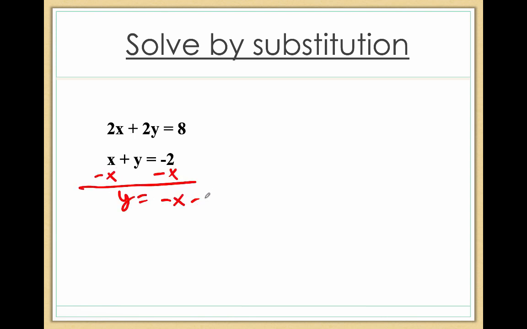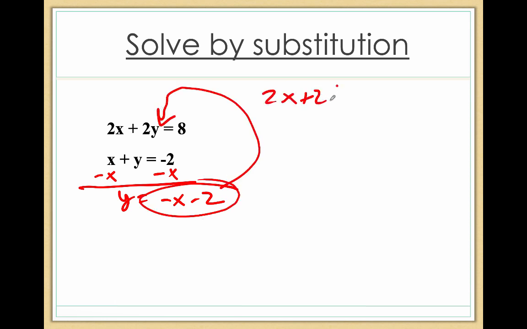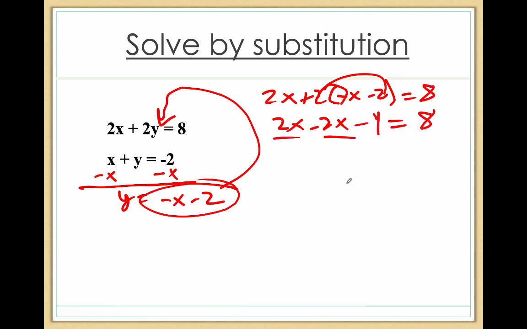Y is negative x minus 2. That's going to go up here. 2x plus 2 times negative x minus 2 equals 8. 2x minus 2x minus 4 equals 8. Combine the like terms. My x's are gone. I have negative 4 equal to 8.